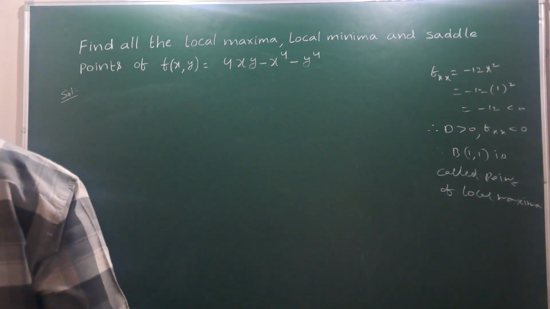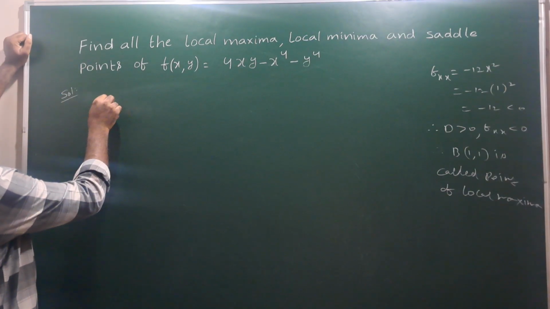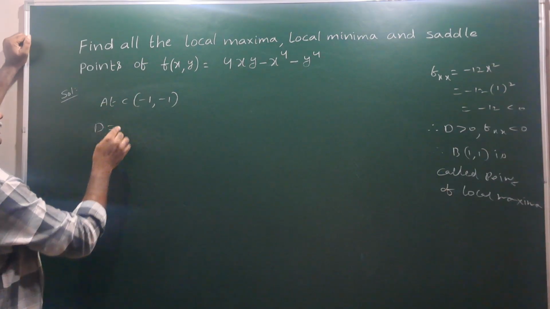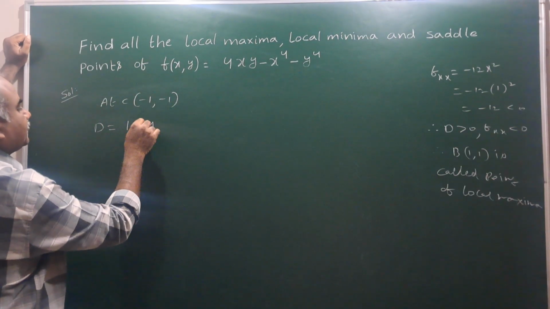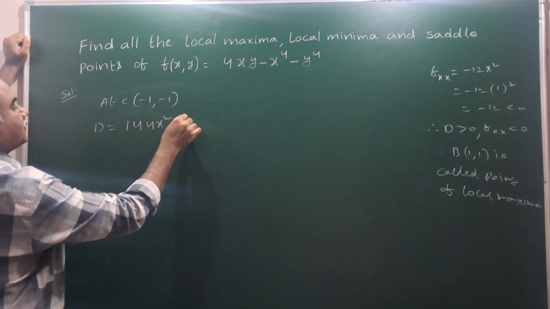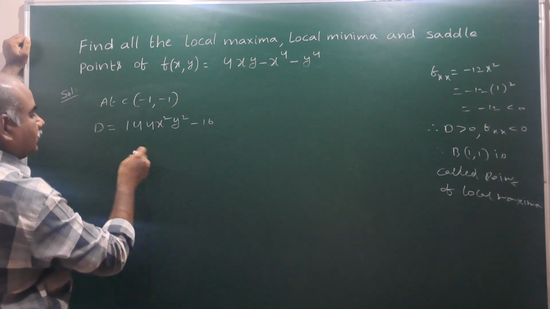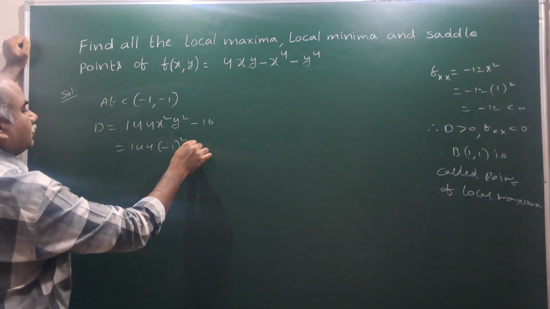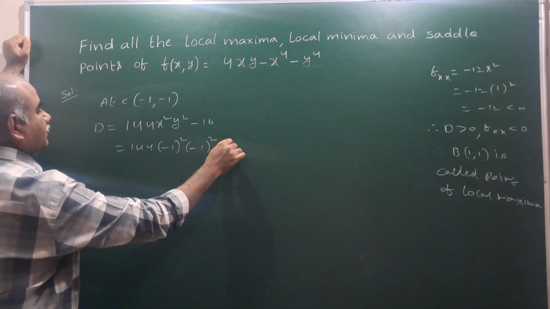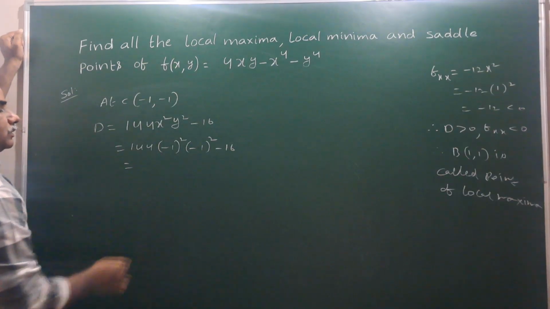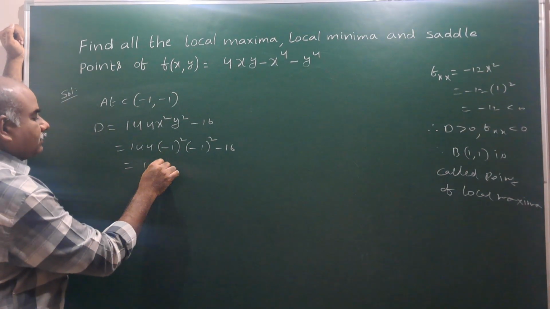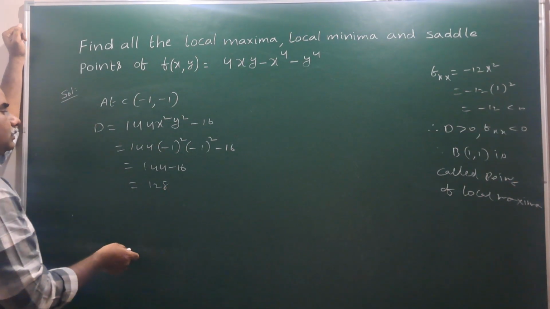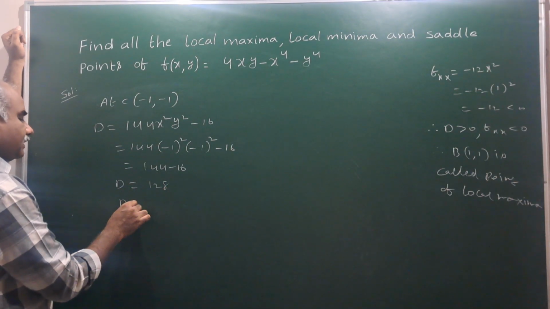Continuation. Next, at the point C = (−1, −1), first of all calculate the value of D. The discriminant is 144x²y² − 16. So 144 times (−1)² times (−1)², minus 16. Minus 1 whole square is plus 1, so totally this is 144 − 16, which is 128. Once again D is greater than 0.